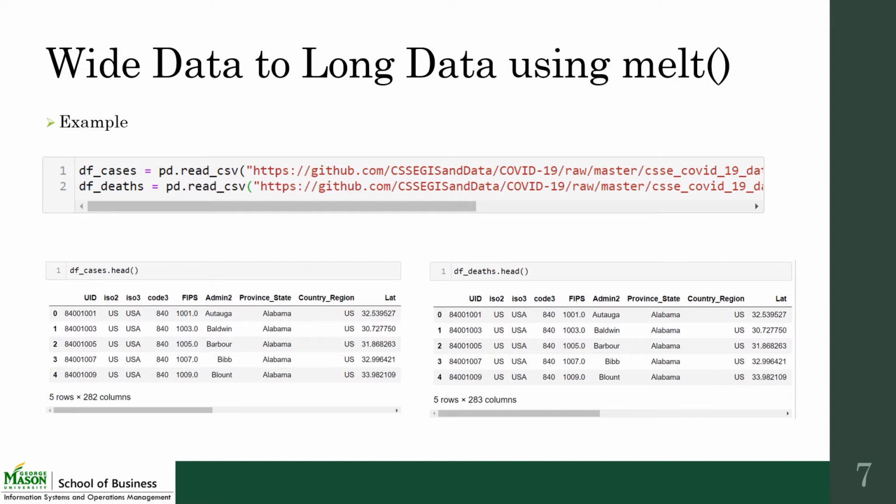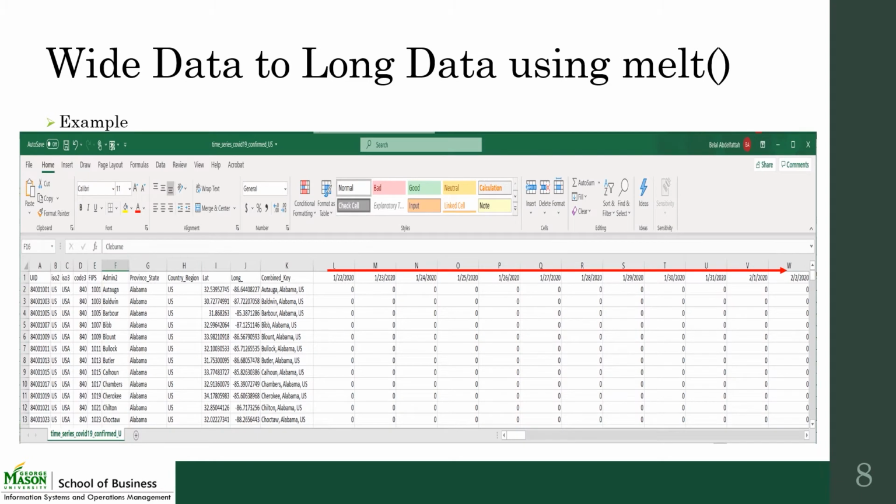Looking at the first 5 rows for each of the datasets, we can get an idea of the data that's involved. Due to space, it is not possible to display all of the columns, so this is a wide data structure that we need to convert into a long data structure for data analysis. Here's a snapshot of the reported cases data frame in Microsoft Excel. Since it is not possible to see all the data columns because of its structure, you'll notice in column L onwards, each column is a date of which COVID-19 data was reported for each county in the United States.